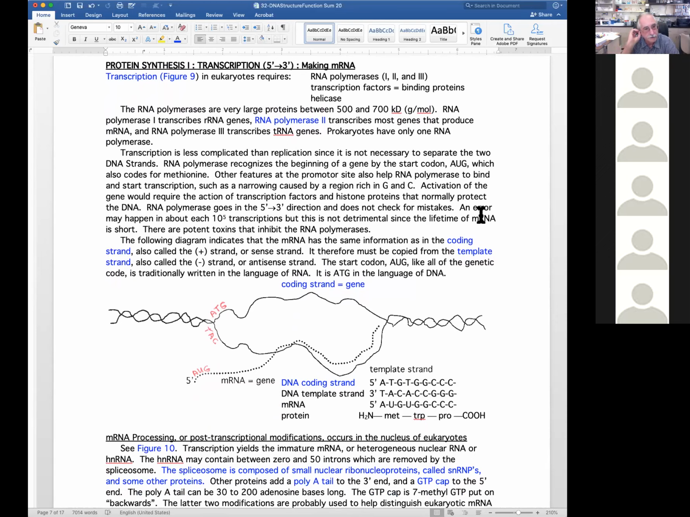So the first part is transcription. I separate it into a couple steps. Transcription is making a messenger RNA. It's also done in the 5' to 3' direction. What do you need? You need RNA polymerase, you need transcription factors, and you need helicase. RNA polymerases are very large proteins. There's a couple different kinds of them, which you don't need to be worried about. But transcription is way less complicated than replication.